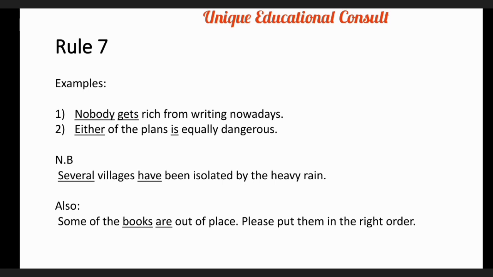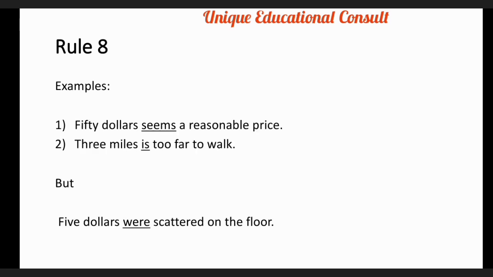Another one is: some music was weird. Here we have music as an uncountable noun. So we have a singular verb with it, different from the initial sentence. So this is about rule number 7, and I believe this is clear. Let's move to another one, that is rule number 8.